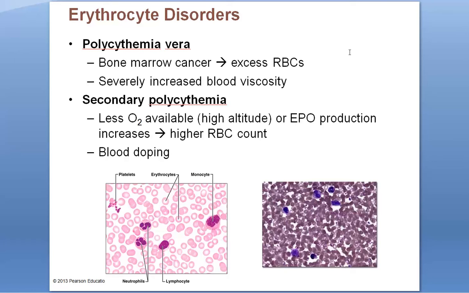Secondary polycythemia can result from excess erythropoietin production or doping with EPO, or going to a high altitude where there's less oxygen available in the atmosphere, and thus the body picks up that lack of availability of oxygen and thinks that you are in fact low in oxygen content and thus low in red blood cells.